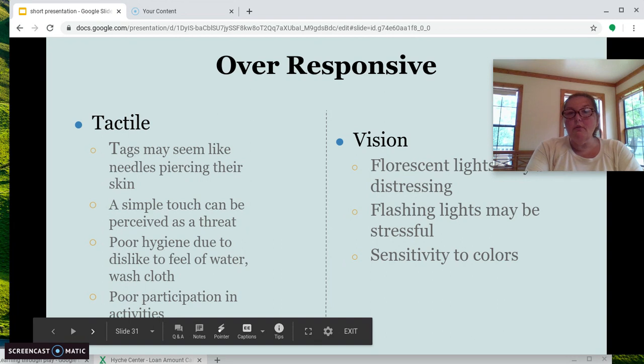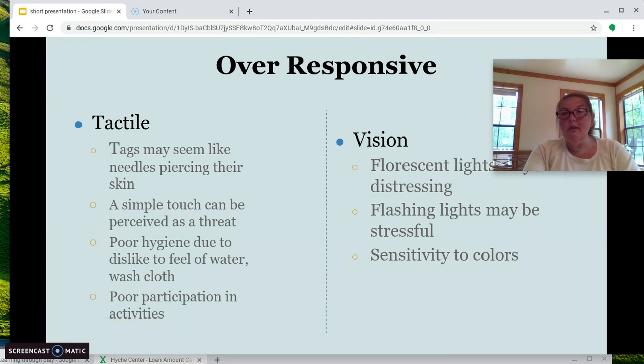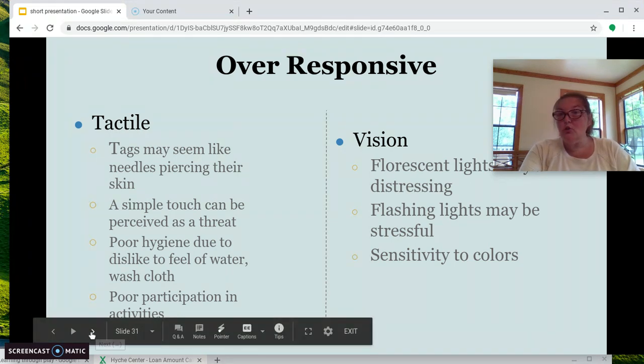For our tactile over responsiveness, these are our kids who don't like their socks turned, tags in their clothes, brushing their teeth, brushing their hair. All of these things are very, very hard for them. Visual over responsiveness, bright lights and bright colors can be overwhelming for them. Walking outside on a bright sunshiny day is often just too much. It's more than a child can handle.